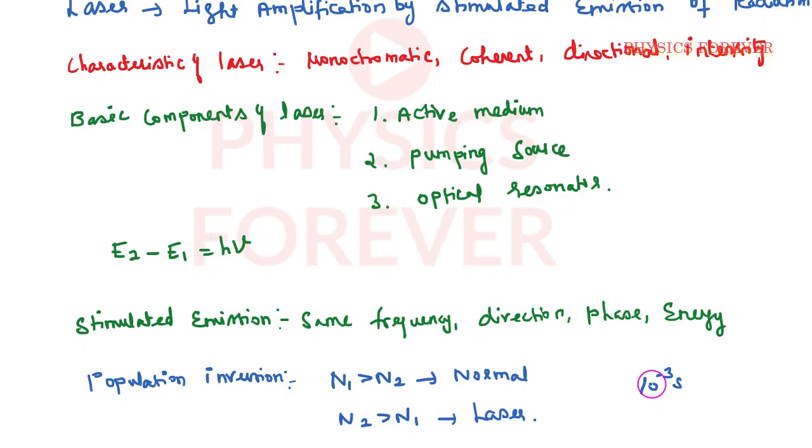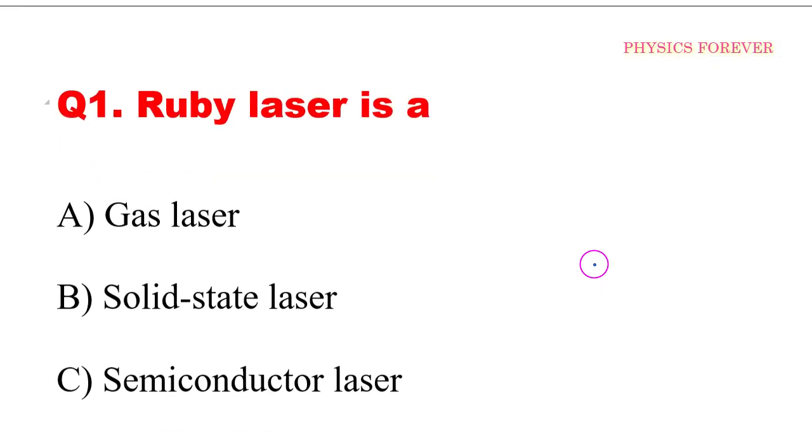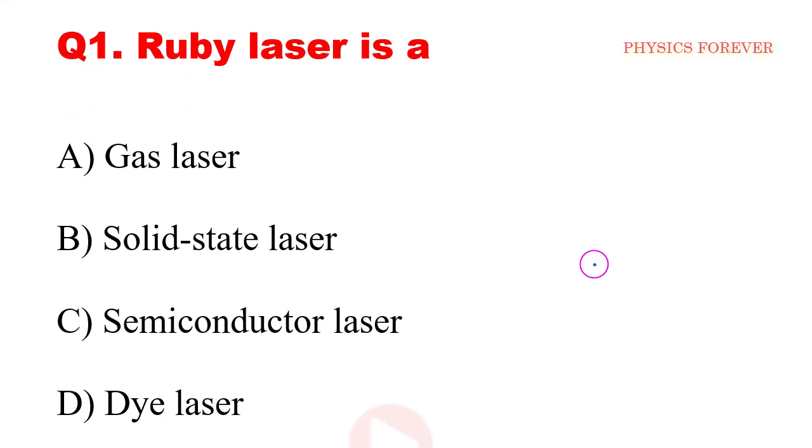Okay, so these are all the topics we discussed in the last 2 to 3 classes. Then today we discuss about ruby laser. Okay, so there are different types of laser: the ruby laser, then helium neon laser, then CO2 laser. Okay, from these different types of laser, we discuss first one, ruby laser. This is the first type. And ruby laser is a solid state laser.